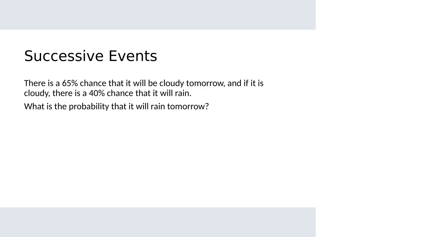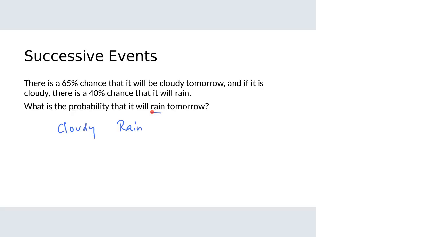Another type of successive events problem would be real world events that actually take place. There's a 65% chance that it would be cloudy tomorrow. And if it is cloudy, there's a 40% chance that it will rain. So our successive events here are the first thing that happens is that it's cloudy. And then the next thing that happens is that it will rain. And if we want it to rain, we need both of these things to happen one after the other. And so these are successive events. So we're going to find the probability of each event and then multiply those together.